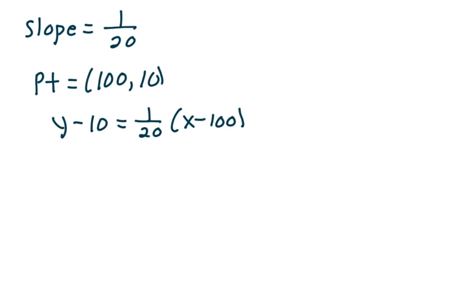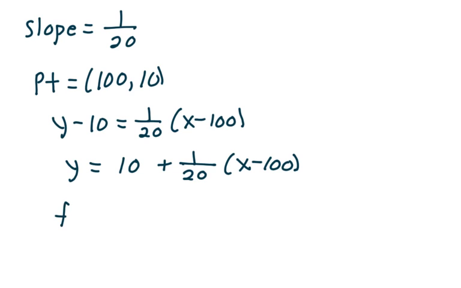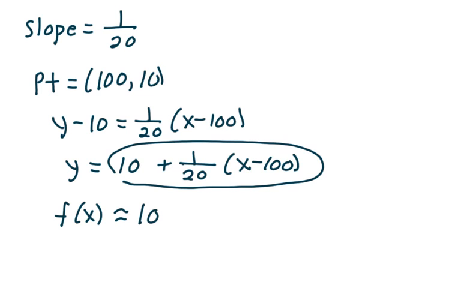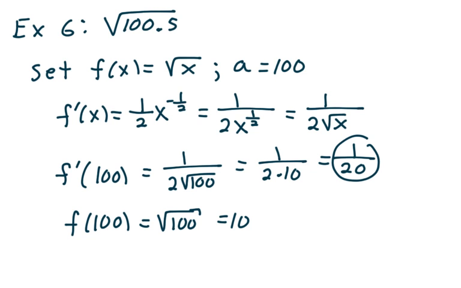So what I'm doing is basically finding the equation of the tangent line first, and that's going to help me approximate the square root of 100.5. So if I solve for y, I get 10 plus 1 over 20 times x minus 100, okay? And so f of x is approximately this amount. But now I'm going to replace x with 101. Excuse me, not 101, 100.5.